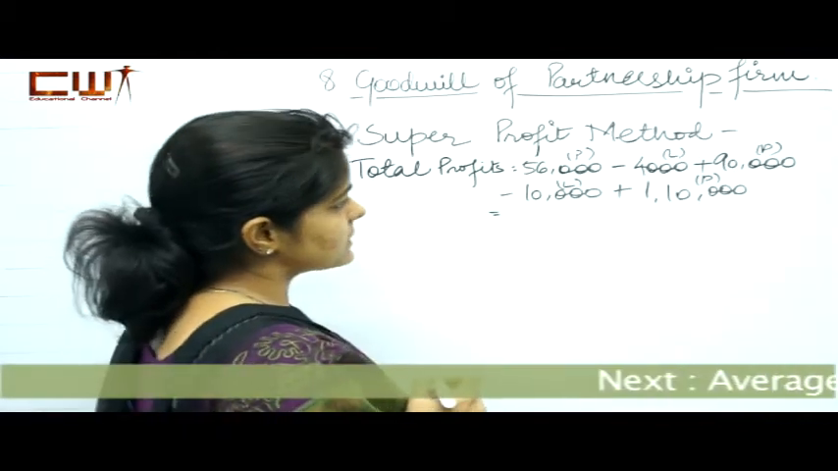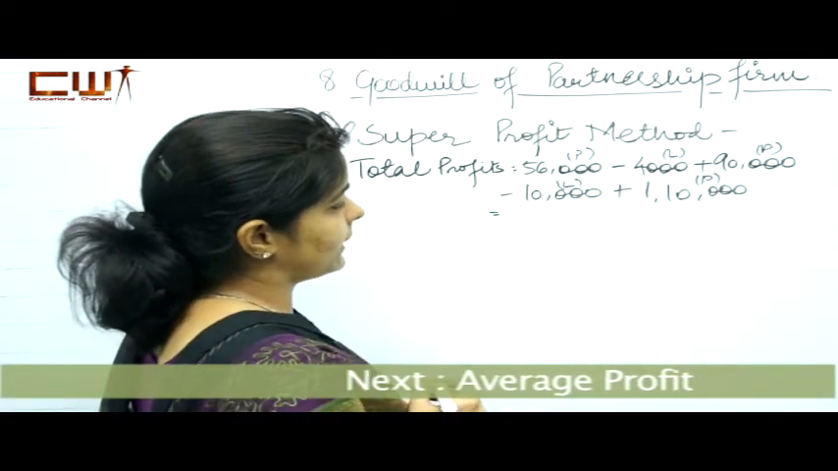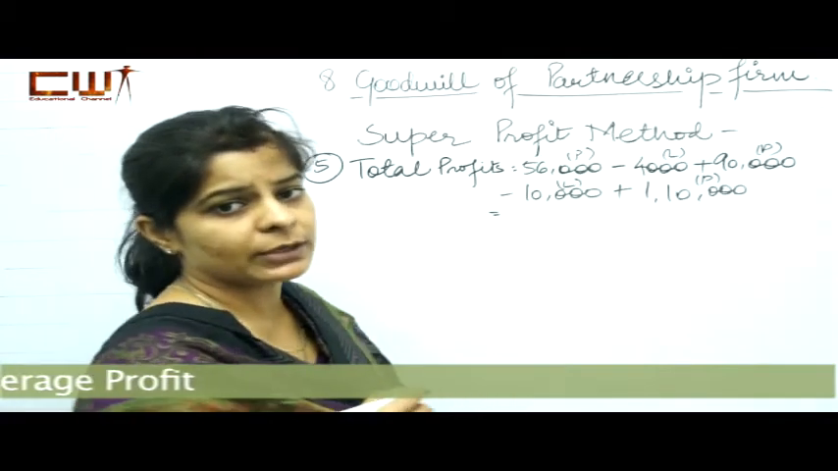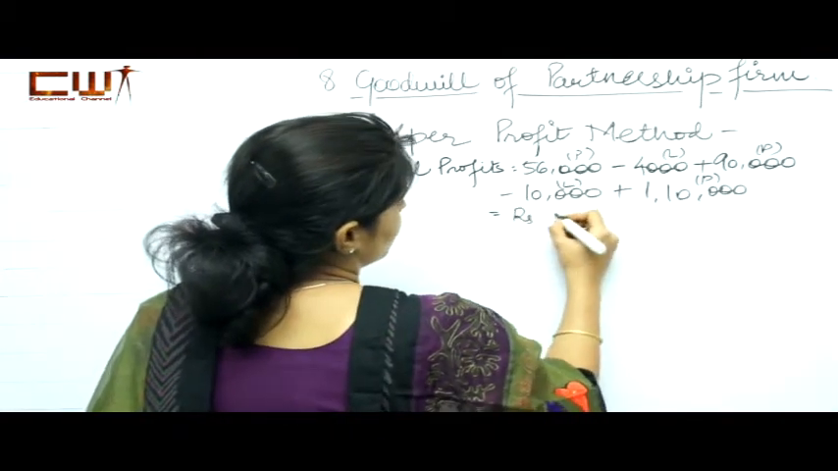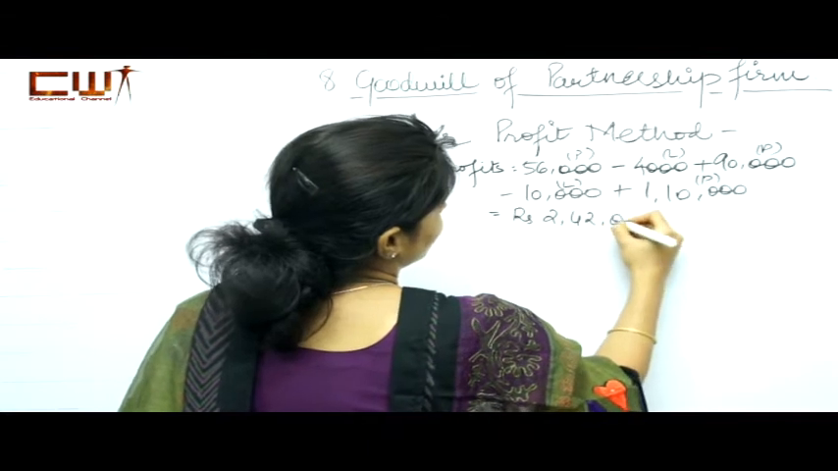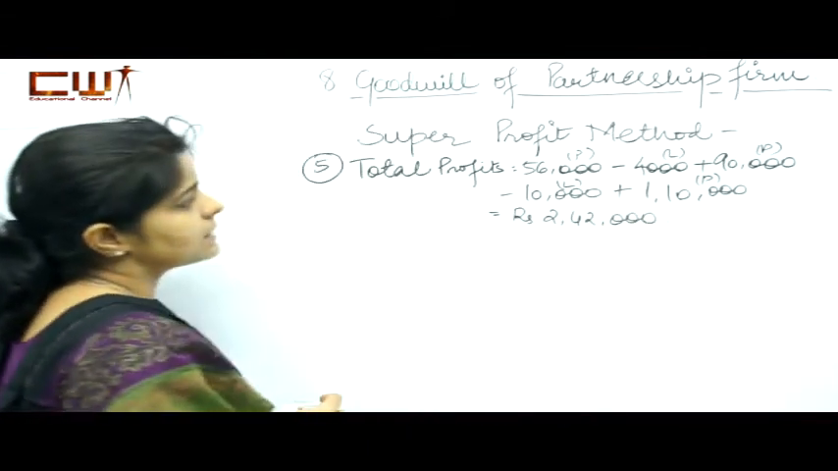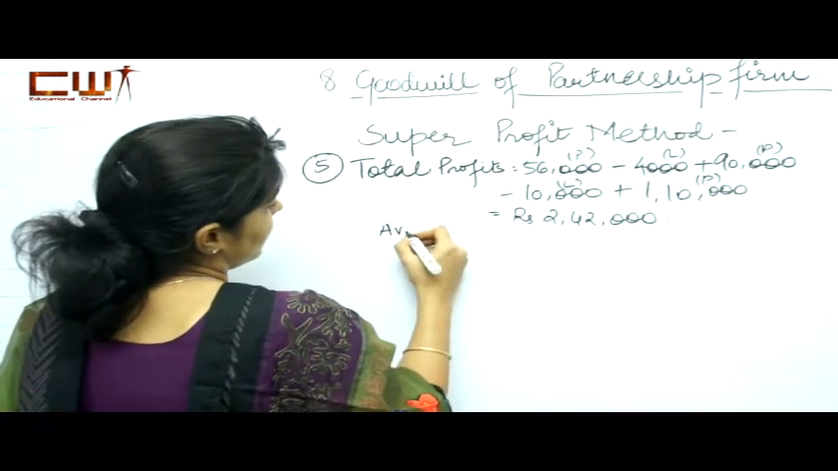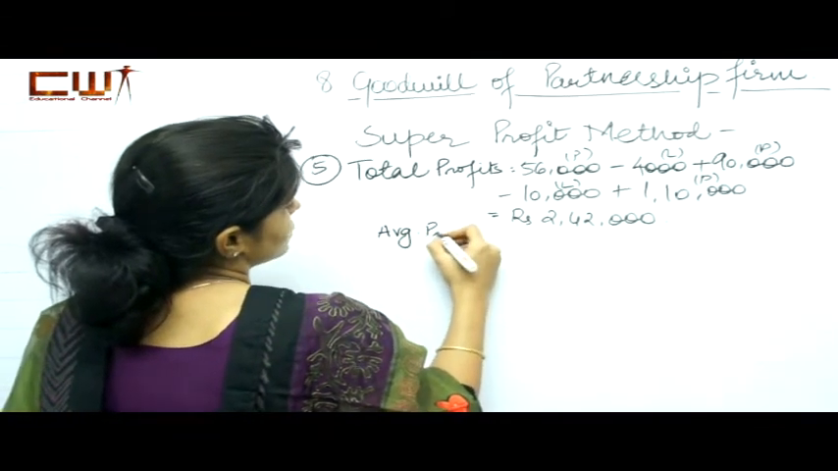56,000 plus 90,000 plus 1,10,000 minus 4,000 minus 10,000. You will get 2,42,000 rupees. This is how you will get the total profits. Next step is finding out the average profit.